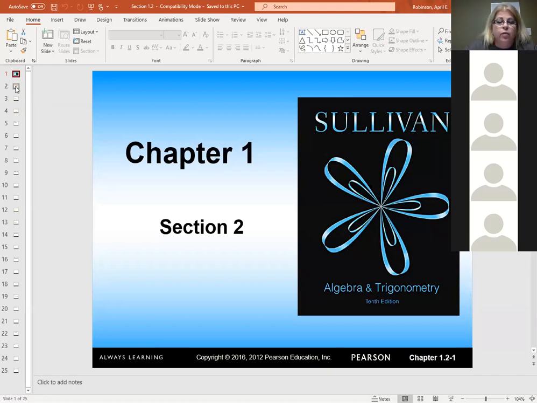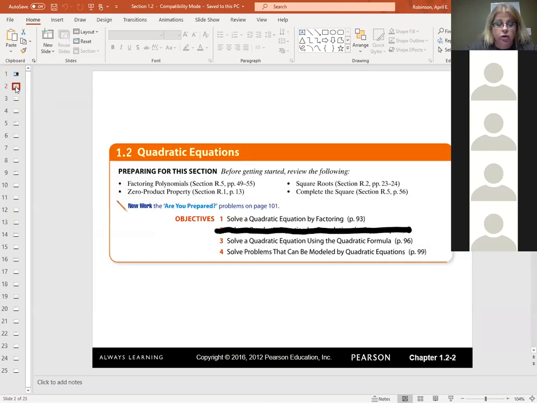Well, we're covering section 2 first, and I went ahead and crossed out some things. There were 4 objectives. We're not going to be doing objective 2, which is completing the square. You're welcome, because that's a nightmare. But we're going to be solving quadratic equations by factoring, by using the square root method, which they didn't put in here, and by using the quadratic formula. So those are the 3 methods.